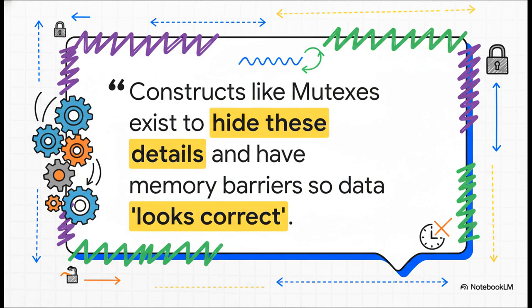So how do developers even survive this? They use special tools designed to manage all this complexity. You've probably heard of things like mutexes or locks. As this comment explains, these tools are basically prepackaged commands that tell the hardware, hey, listen, for this one little part of the code, stop with the sneaky optimizations. I need you to enforce some order right here, right now.